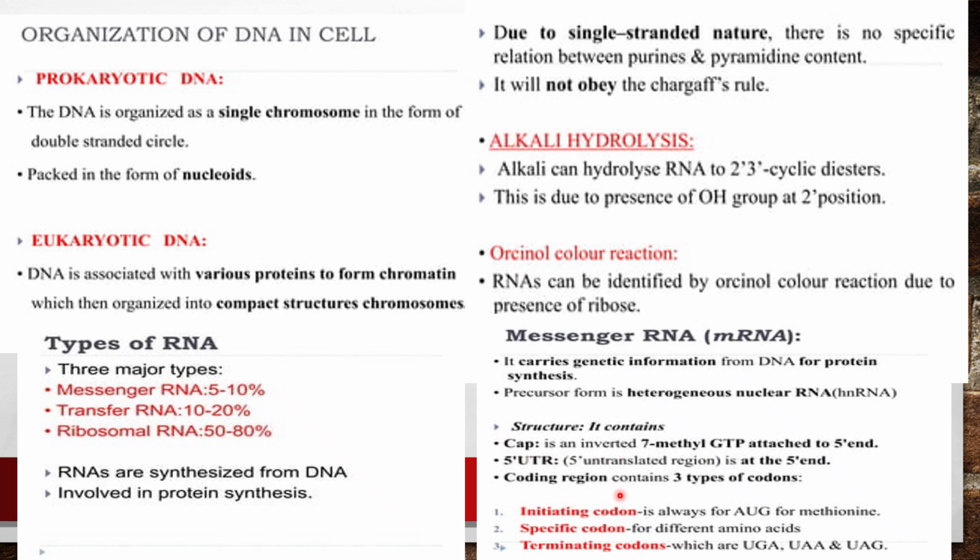Now, the coding region contains three types of codons. One is the initiating codon. The initiating codon is always AUG, which is meant for methionine. So during protein synthesis, the first addition is that of methionine. Then specific codons are present for different amino acids. Then terminating codons are very specific, which are UGA, UAA, and UAG.